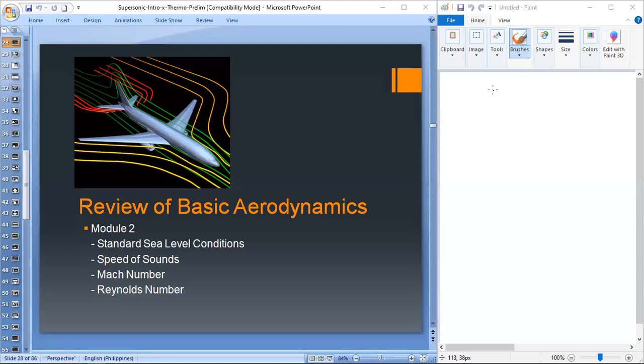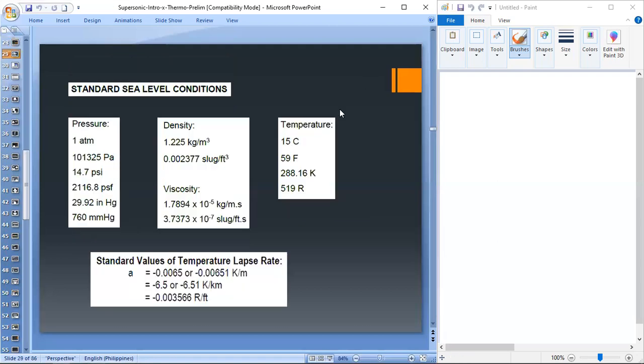So, this is a recorded video. Okay, let's start. First is standard sea level conditions: pressure, density, and temperature. Here we have the constant values of our pressure, density, and temperature at sea level.